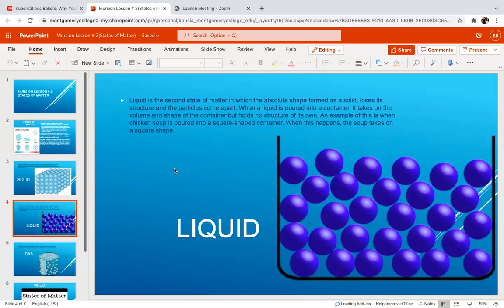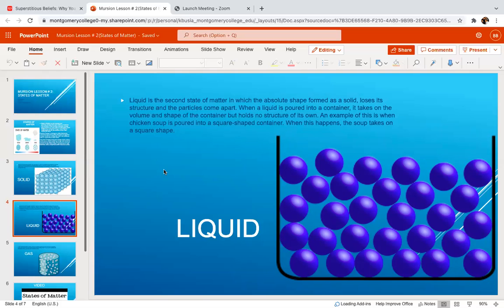Now the next phase is a liquid. The liquid is a state of matter. What happens with liquid is that when we pour something into a container or a box or a cup, the liquid, such as water, takes the shape of the container, but it has no shape of its own. If you were to pour it out, it would just pour on the floor or in the sink, and it has no structure of its own.